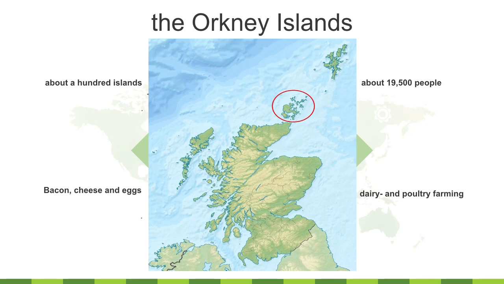Separated from the mainland by the stormy 7-mile-wide Pentland Firth are the Orkney Islands, comprising about 100 islands, though only a third are inhabited, by about 20,000 people. Most of the people are engaged in dairy and poultry farming. Bacon, cheese and eggs are exported to central Scotland.